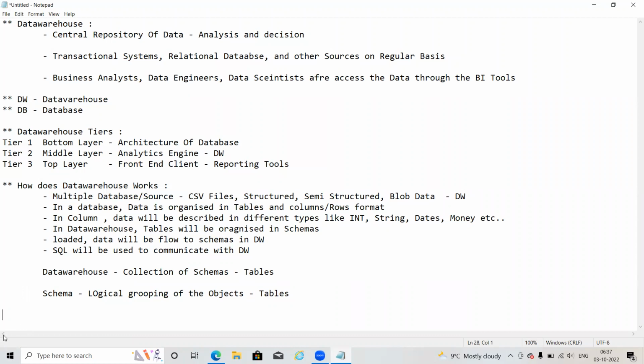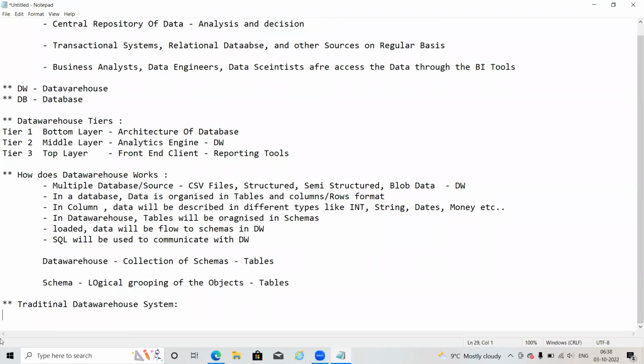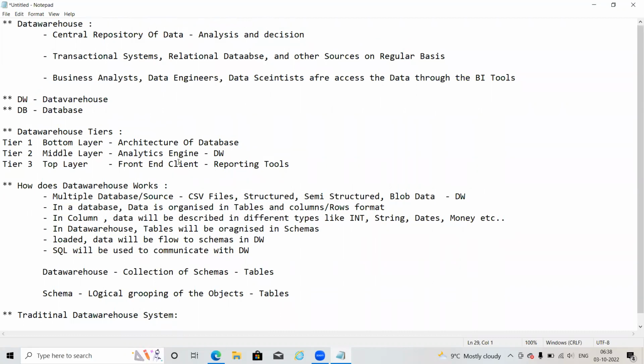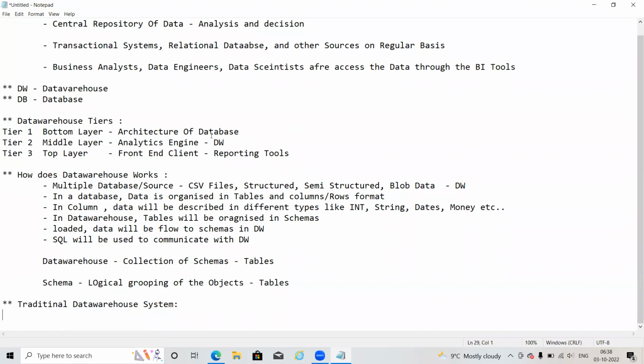Then we can discuss about the traditional data warehouse system, how it will be. Now we are discussing Snowflake, and Snowflake is a cloud data warehouse, right? So before that cloud data warehouse, we can say this data warehouse is a traditional data warehouse. We will see what is this traditional warehouse, how it is going to be maintained, and how it is going to store. It is an on-prem data warehouse.